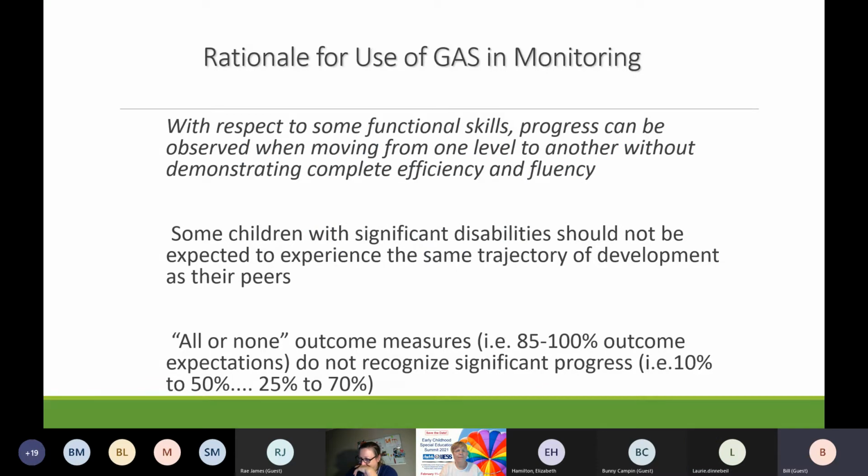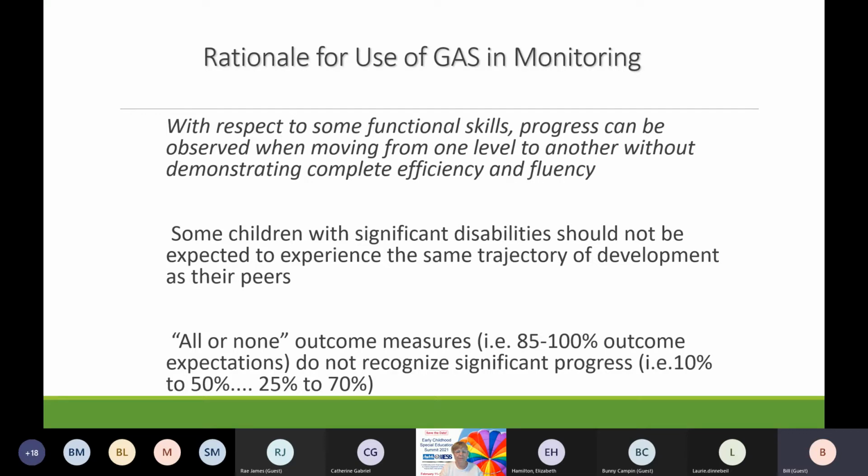The point being here that some children, and in this case also kids with significant disabilities, we wouldn't expect them to experience the same trajectory of development as their peers. But we can once again observe progress as children move from one stage in this goal attainment scaling to another. And we can get rid of the all or none kind of outcome where everybody has to move from something less than 85 to 85% for mastery.